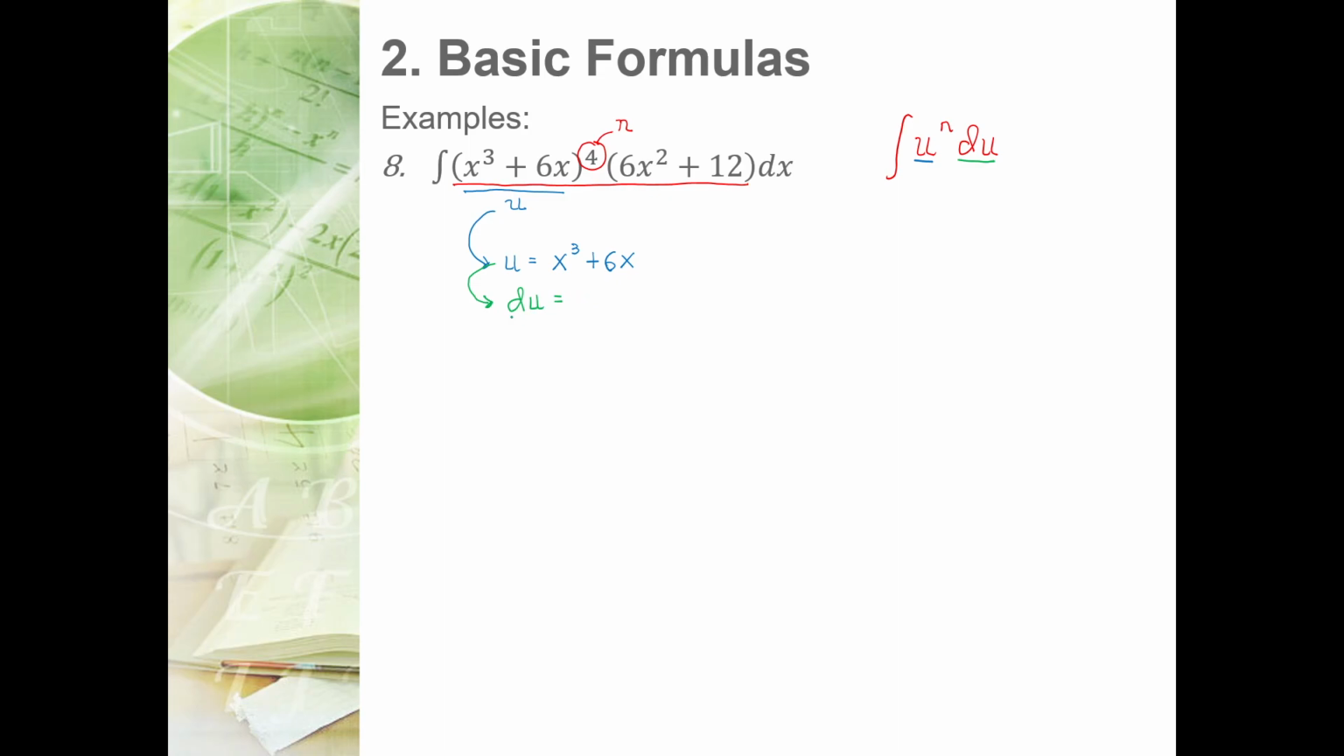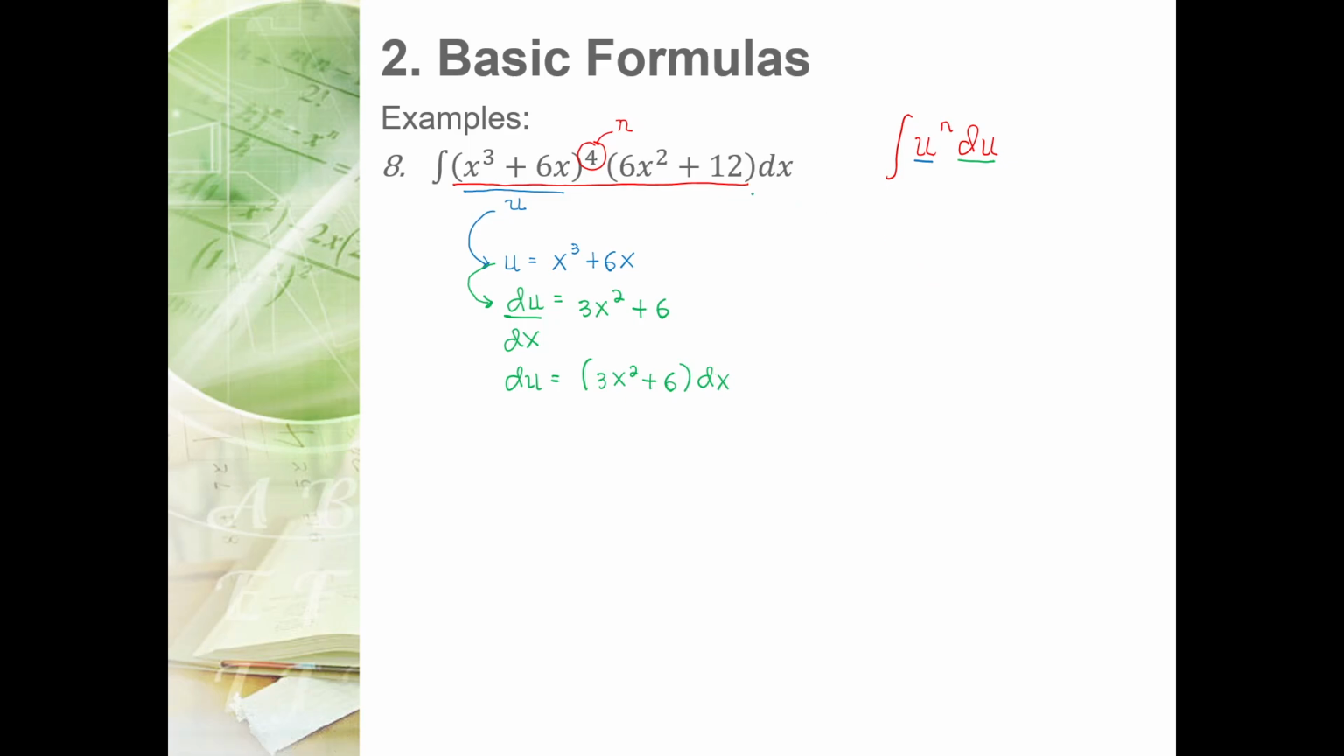So we have du over dx. So that's 3x squared plus 6. Okay, so again, multiplying or isolating du, we have du is equivalent to 3x squared plus 6 dx.